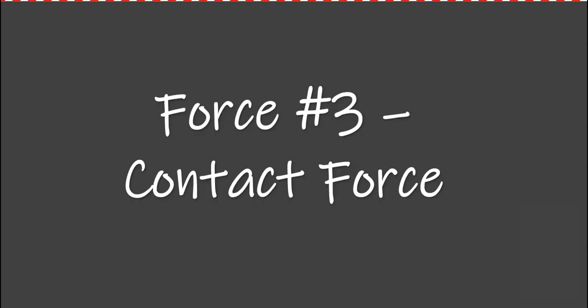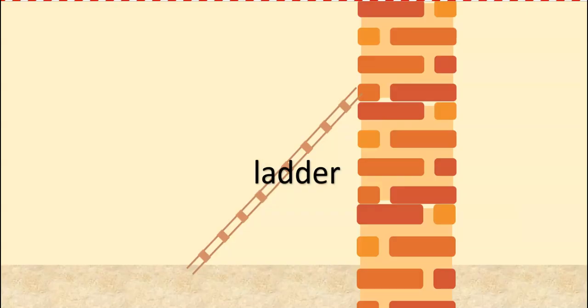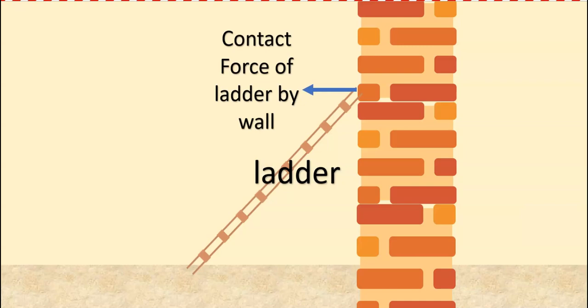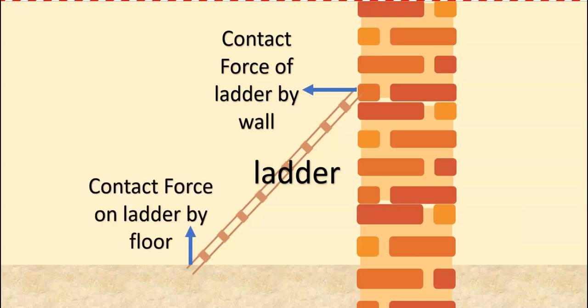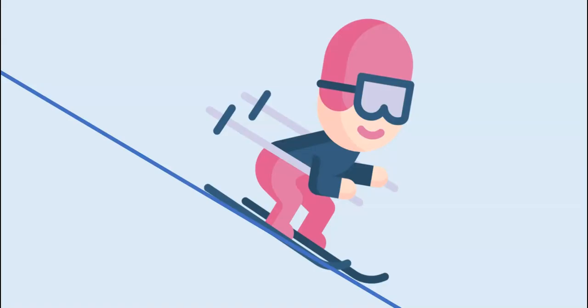The third type of forces is contact force that exists when two surfaces touch each other. Contact forces always act at right angles to the surface producing it. So in the case of an object on the slope, this is the direction of the contact force.